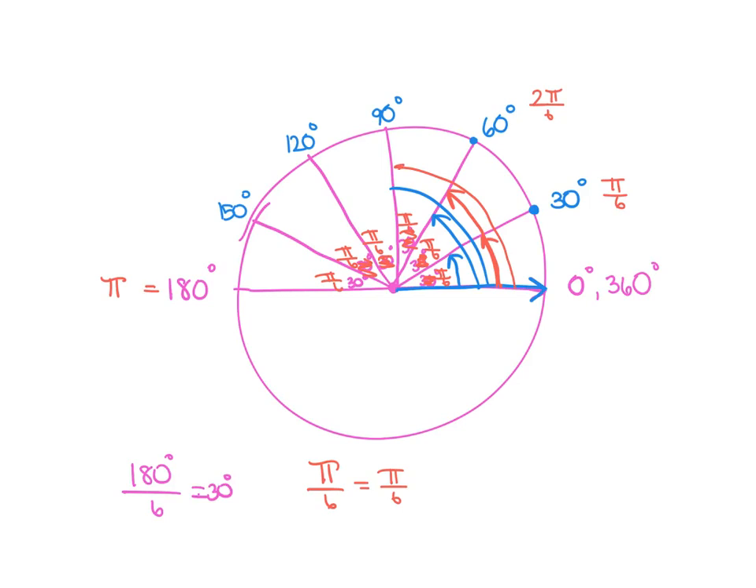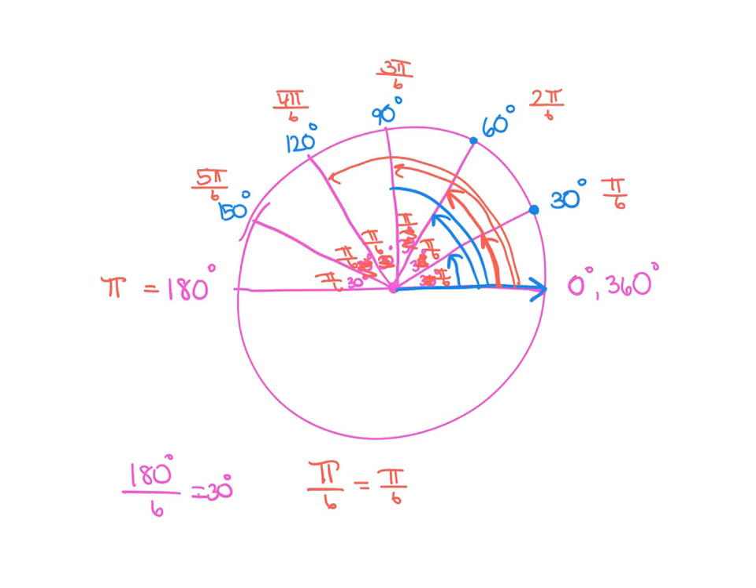2/6 plus 1/6 is 3/6. 3/6 plus 1/6 is 4/6, and so forth, 5/6 and 6/6. Obviously, we're not going to write this as 6/6, because 6 divided by 6 is 1.